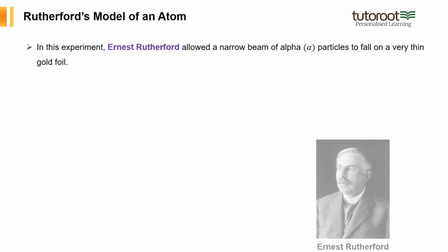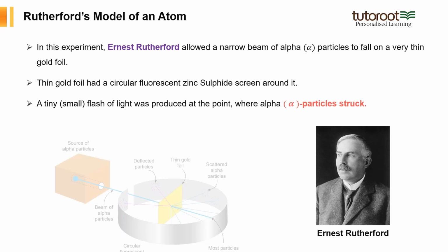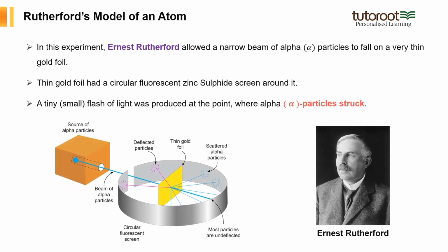In this experiment, Ernest Rutherford allowed a narrow beam of alpha particles to fall on a very thin gold foil. The thin gold foil had a circular fluorescent zinc sulfide screen around it. A tiny flash of light was produced at the point where alpha particles struck. You can observe the figure displayed on the screen.